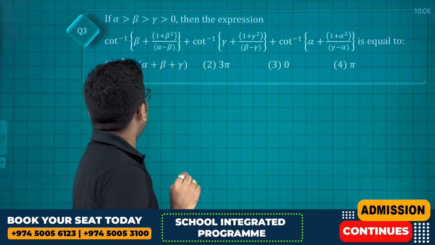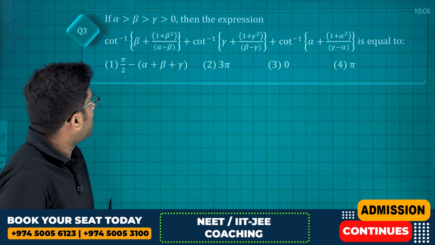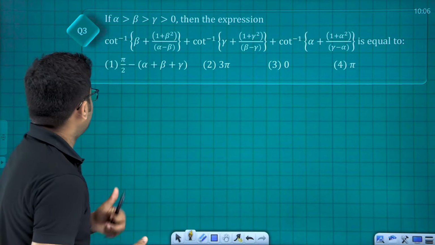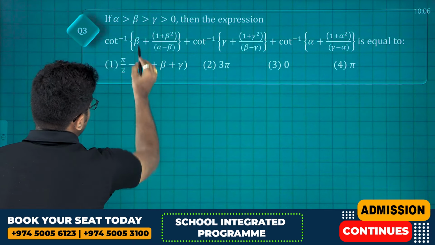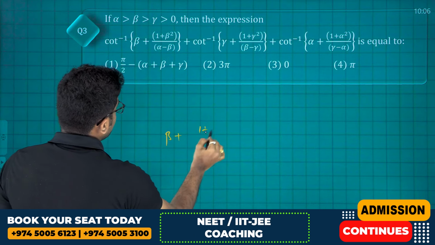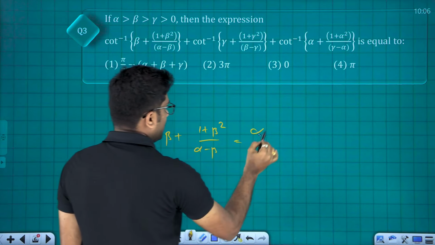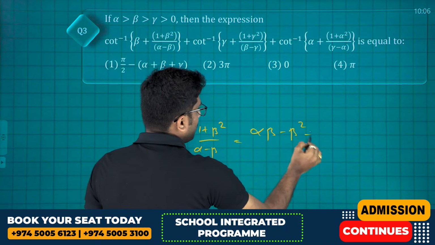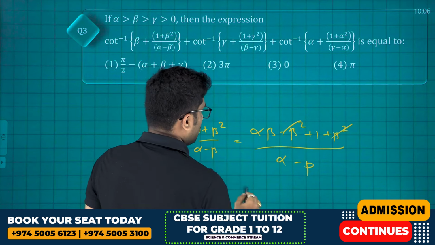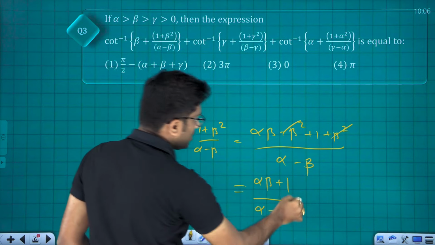If alpha greater than beta greater than gamma, all are positive, then the expression is equal to, okay, first let's take this expression. See this friends, beta plus 1 plus beta square divided by alpha minus beta. So we can write it as alpha beta minus beta square plus 1 plus beta square divided by alpha minus beta. So clearly it is alpha beta plus 1 divided by alpha minus beta.